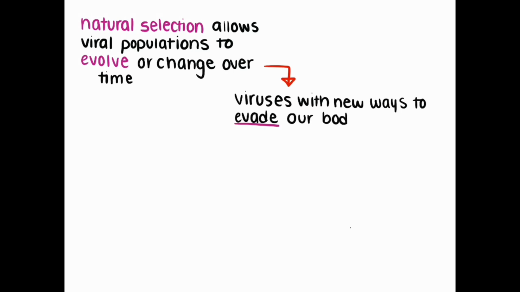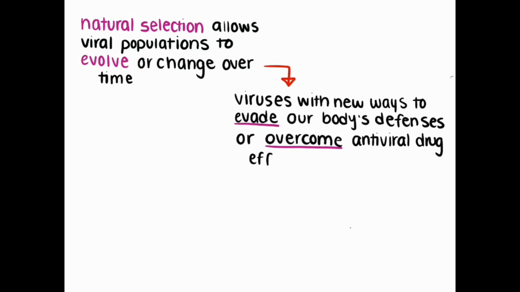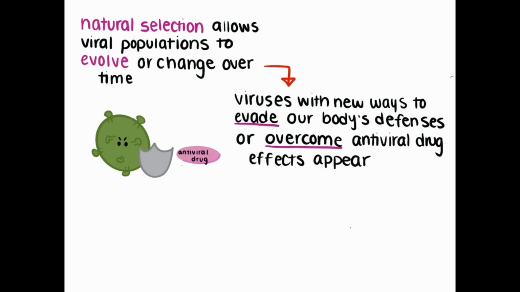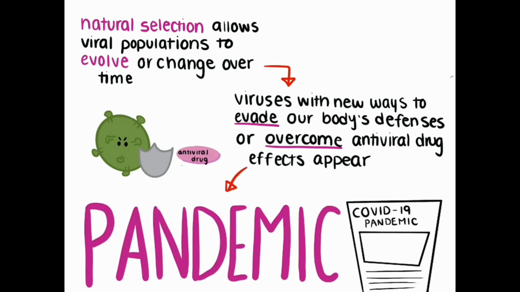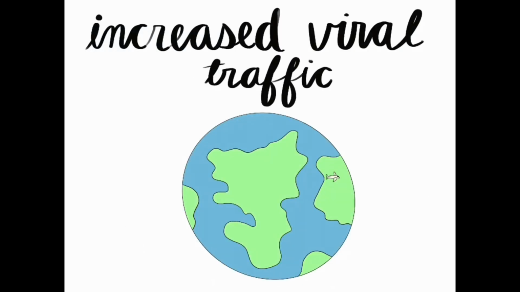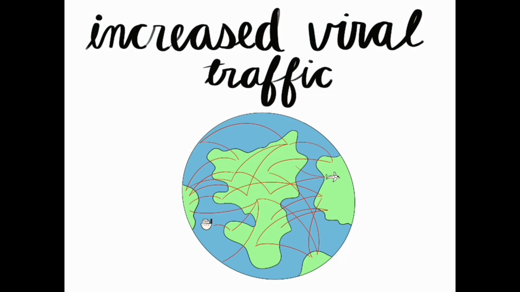Natural selection allows viral populations to evolve or change over time so that viruses with new ways to evade our body's defenses or overcome antiviral drug effects continue to appear. This could lead to a pandemic that becomes very difficult to stop. Another factor that can enable a virus to spread and cause a pandemic is increased viral traffic. Today, international travel is fairly accessible and brings people from all walks of life into contact. When this contact involves unknowingly passing a virus from one person to another, the result can be a rapid spread of an infectious disease on a global scale.